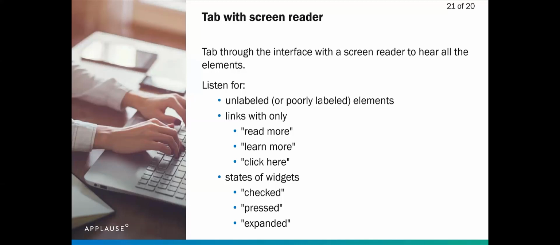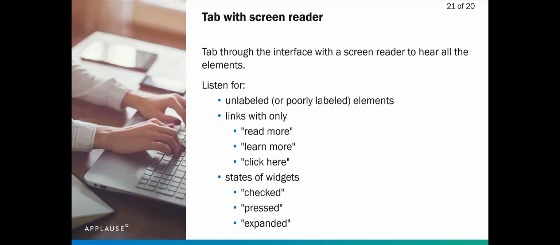Same thing with learn more or click here, those types of things. You also want to listen for the state of widgets. You may have a checkbox that is either checked or unchecked. You should be able to hear that with a screen reader. And I should be able to tab to that checkbox using the tab key. And then I should be able to use the space bar on the keyboard to check and uncheck it.